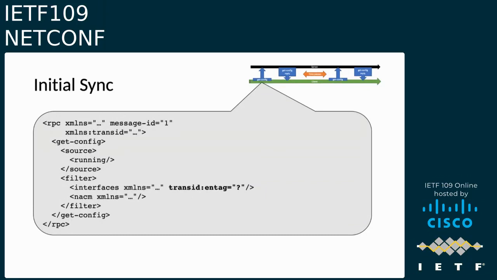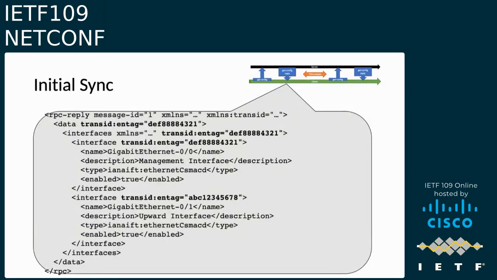So here we have an initial sync where the client is issuing a get config with a filter for interfaces and NACM. And on the interfaces, it says, hey, can I have the transaction IDs for this, please, by issuing this in tag equals question mark. Next, please.